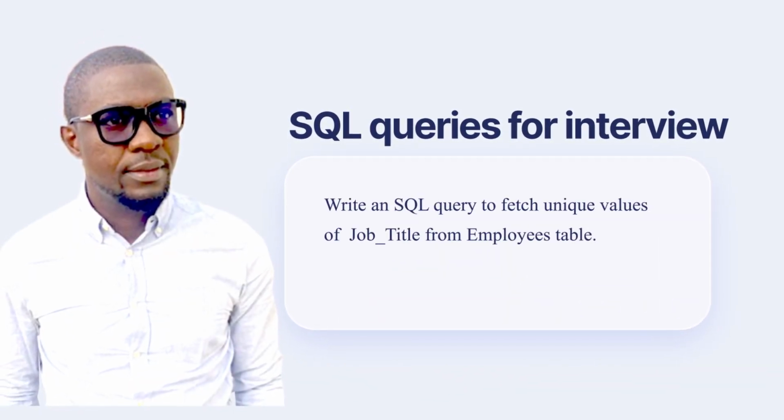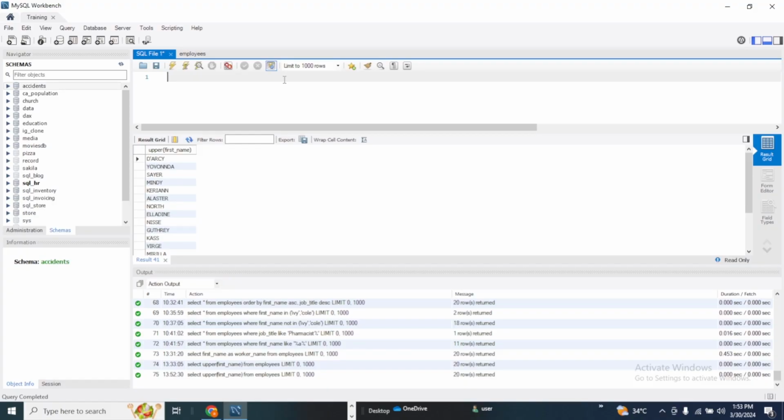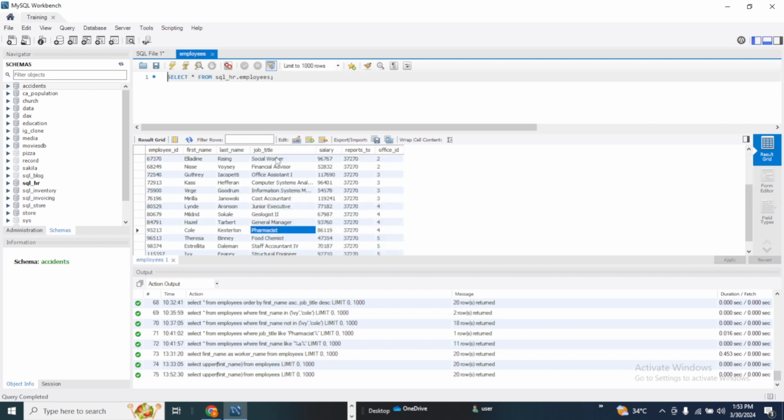Write an SQL query to fetch unique value of job title from employee table. Now, we need to write a query to fetch unique values, and unique means different values, of job title from employee table. Let's look at the employee table. As you can see, we have the job title: social workers, financial advisor, office assistant. Now, there might be duplicates of this job title.